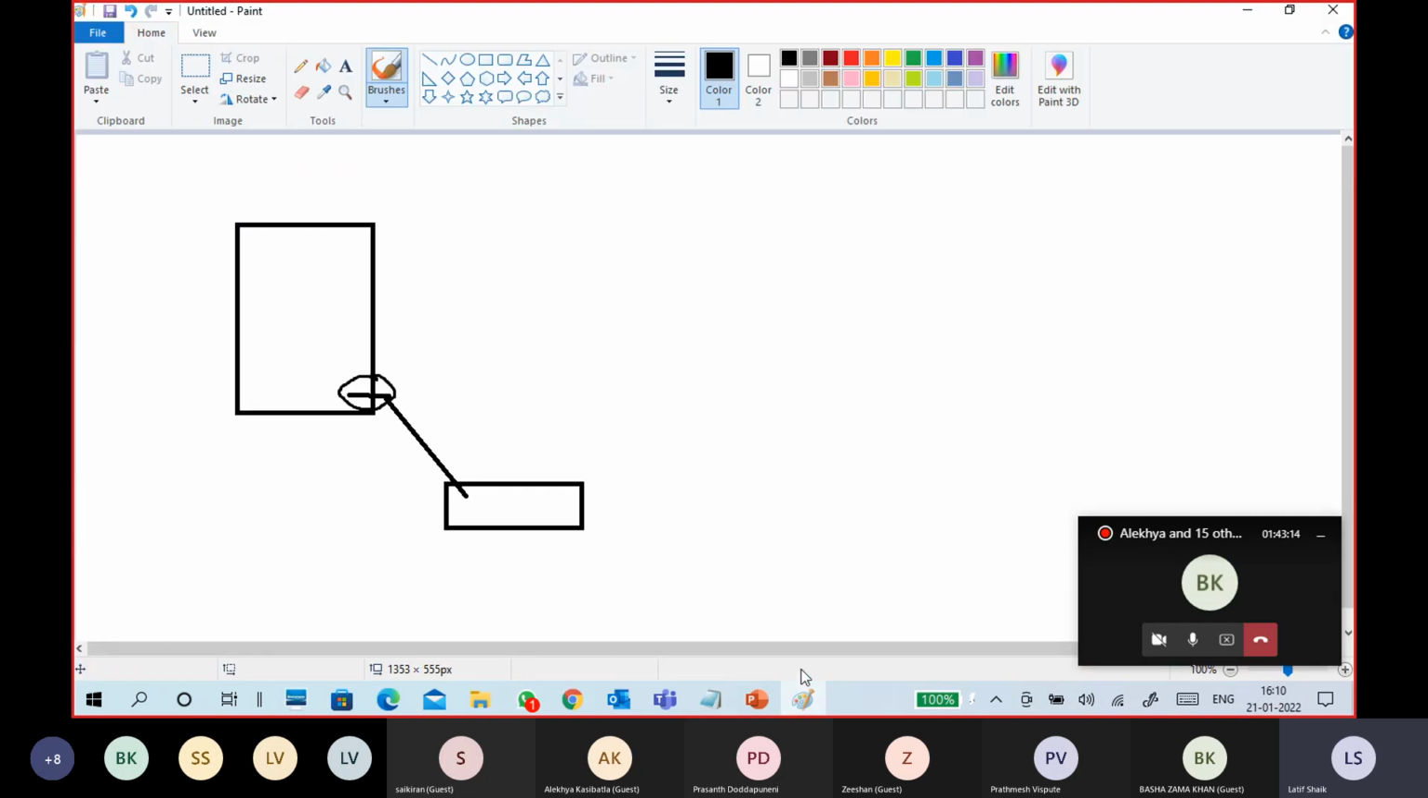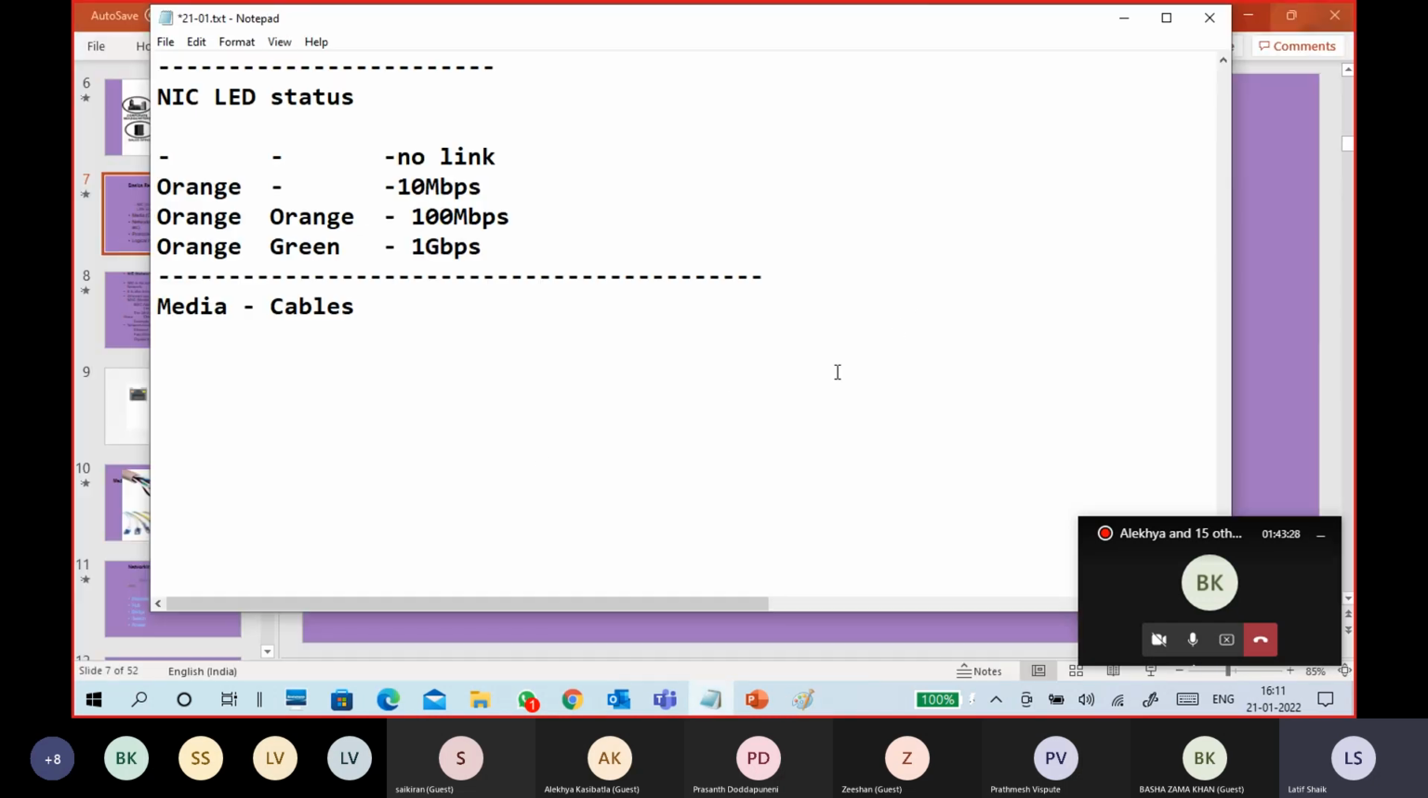So I already told you, this is my PC, for example PCA, and this is my switch. I want to connect these two things through some media, right? So basically we use a cable. It depends upon the device, so it depends upon the device and NIC.